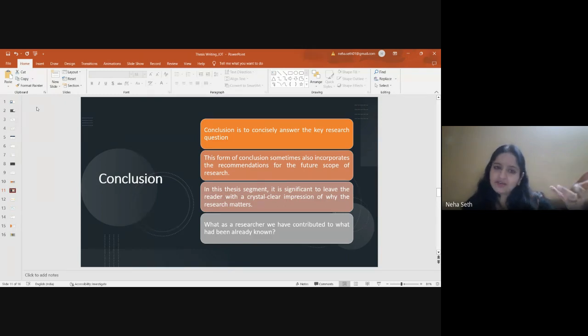First, the introduction, because it opens up the mind of the reader. It creates interest in the mind of the reader, whether they want to continue or not. And the conclusion, because it is the answer to the key research questions. If you have been able to engage your reader till now, this is the final concluding part.